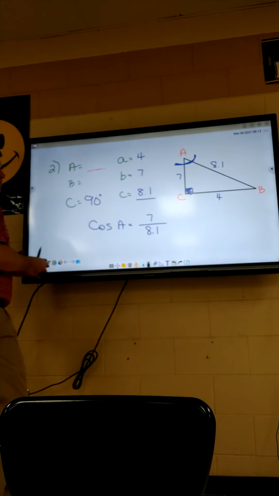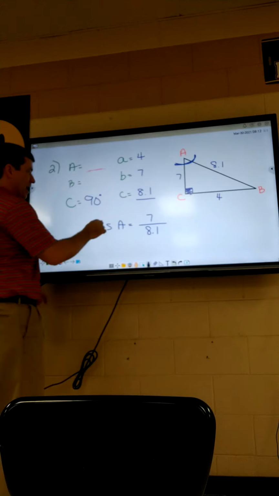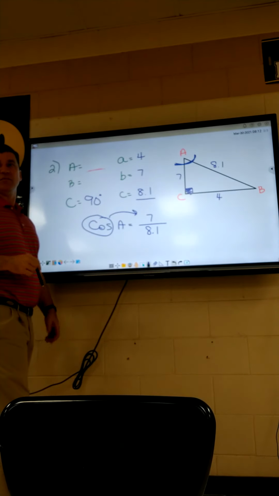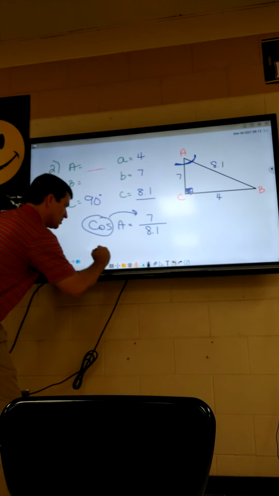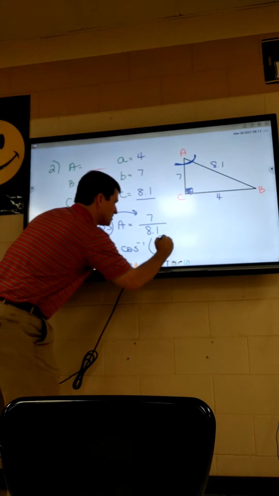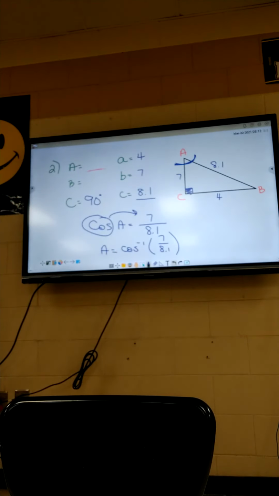All right, now, do y'all remember how to solve it when it looks like this? We've been doing this last couple days. What happens with cosine when I move it over here? It becomes cosine -1, inverse cosine. So, I got cosine -1 of 7 over 8.1. So that's how you do these that are different. And you just type it in.